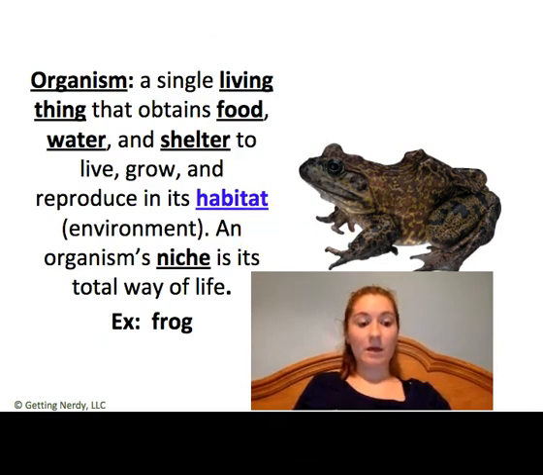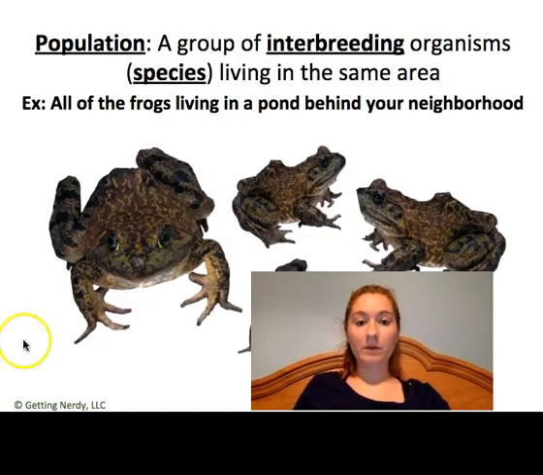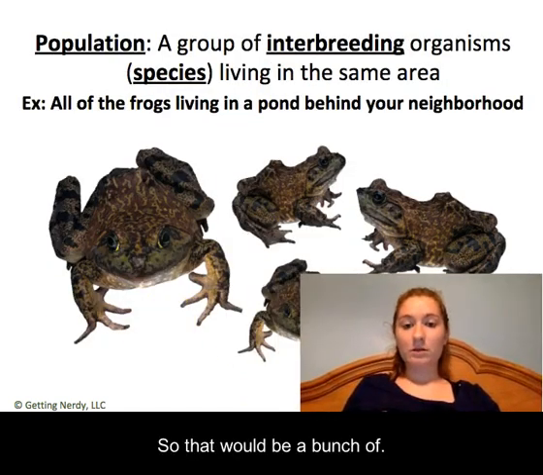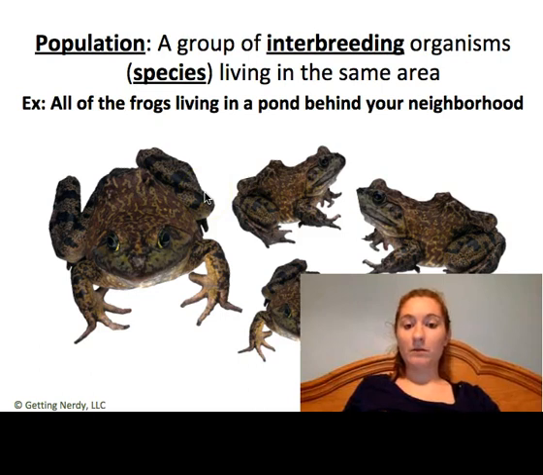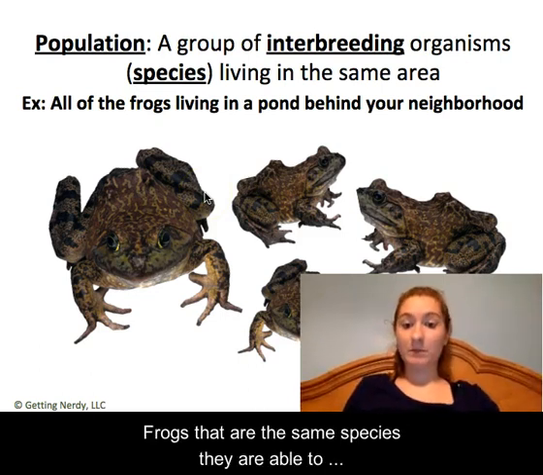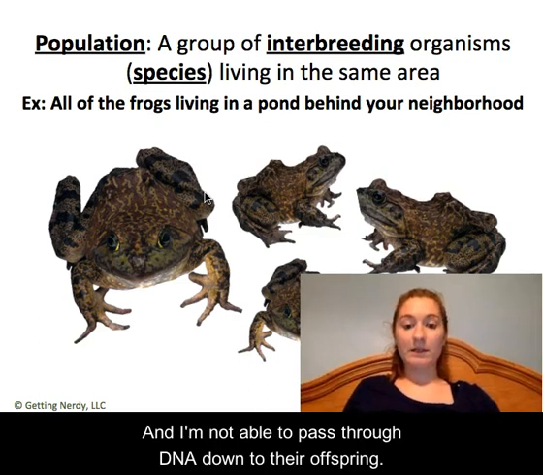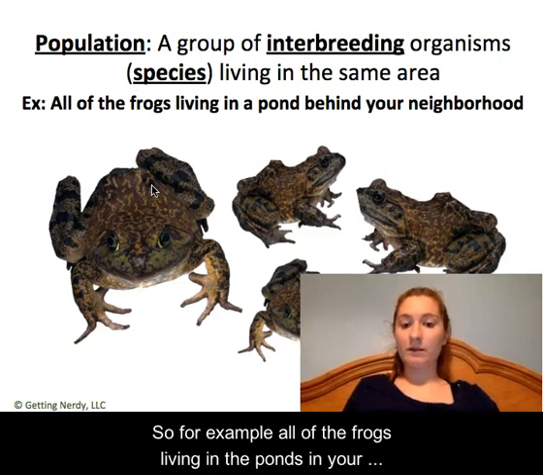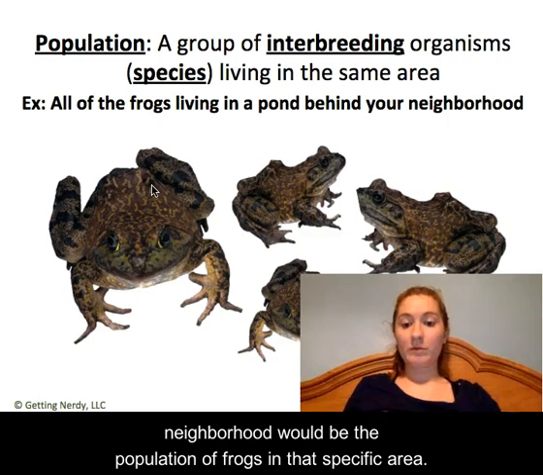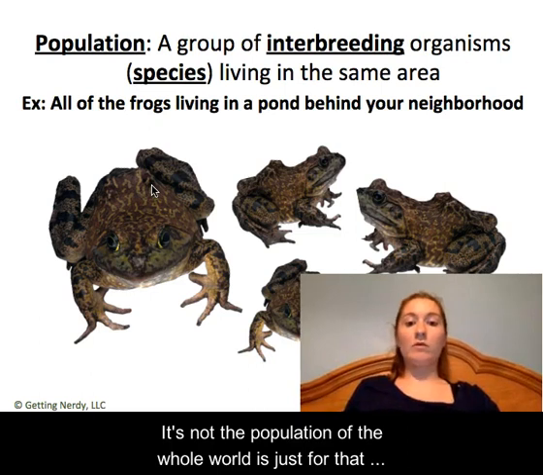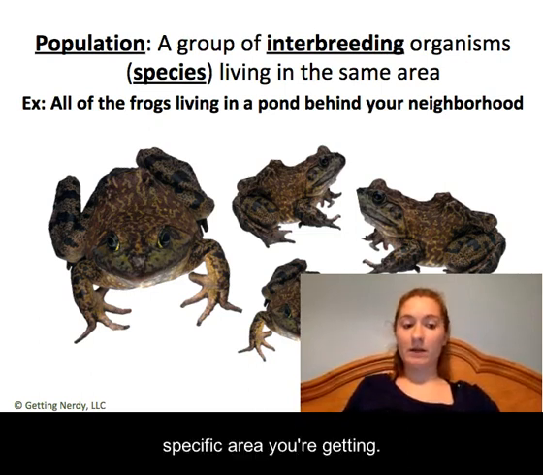When you have a bunch of organisms, that would be a population. That would be a bunch of frogs that are the same species. They are able to reproduce with each other and interbreed, and they're able to pass their DNA down to their offspring. For example, all of the frogs living in the pond in your neighborhood would be the population of frogs in that specific area. It's not the population of the whole world, it's just for that specific area that you're getting the population for those frogs.